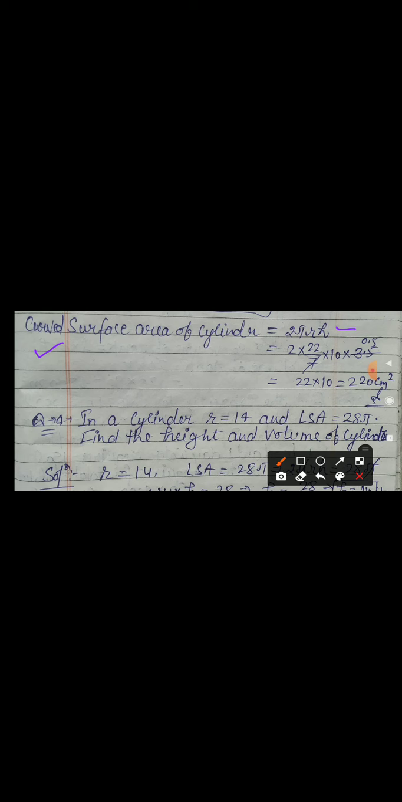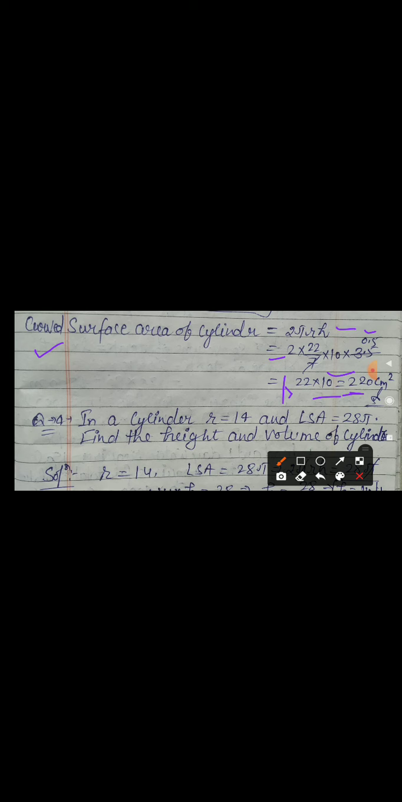7 multiplied by 5 is 35, 0.5 here, and then you multiply 0.5 with 2. That value is converted into 1. So 1 into 22 into 10, and then you multiply and get your answer. The answer is 220 centimeter square. By this way you calculate the curved surface area of the cylinder.